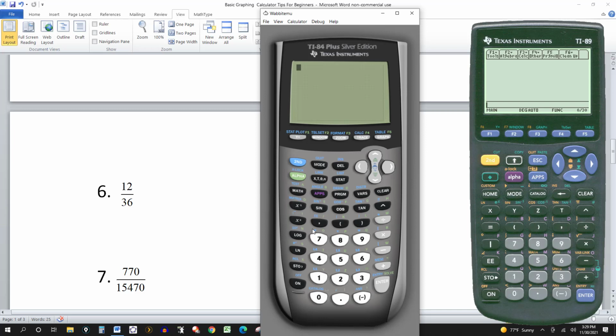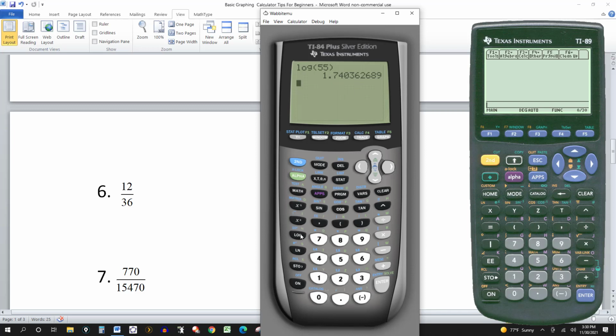So let's look at the log function here. This is log to base 10. The 10 is not there, it's understood. So let's enter a number, say 55. Hit enter. We get that answer right there: 1.74036, and so on. You can round it off accordingly.